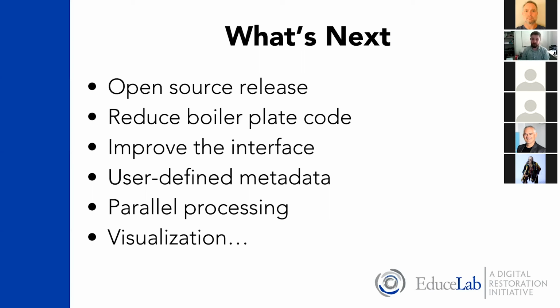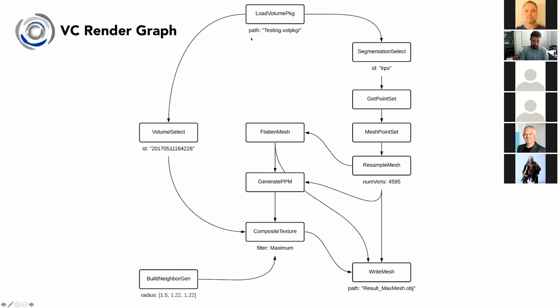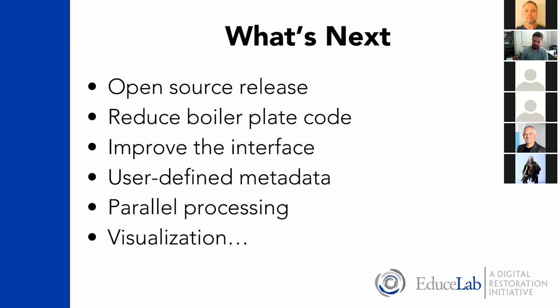Parallel processing, once you start having things in graphs. This left-hand side of this graph, selecting the volume up until composite texture, is independent of this right-hand side of the graph up until about here. So you should be able to do whatever this left-hand side work is and whatever this work is at the same time. So parallel processing, multi-threading, that sort of support would be nice.